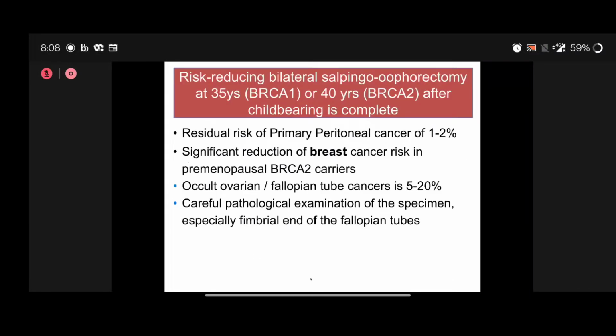So, risk-reducing salpingo-oophorectomy: all I wanted to say is that you should be aware that you may find an occult ovarian or fallopian tube cancer in about 10 to 20% of cases. So make patients aware. And your pathologist has to carefully examine the fimbrial end of the fallopian tube, because the occult cancer could be there. And a small risk of primary peritoneal cancer exists.